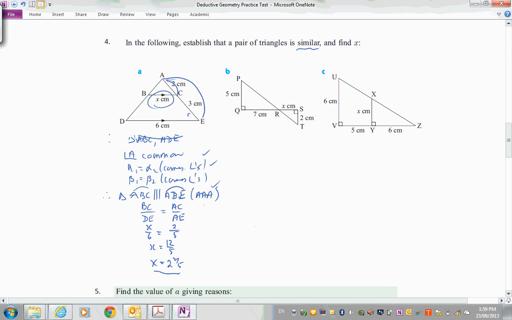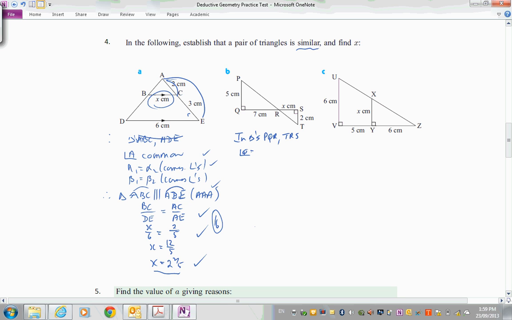Okay, so what have we got? 1 for this, 1 for correctly substituting in, 1 for the answer. So that one is out of 6, probably a few too many marks there, but let's put the detail in. Let's do the next one. In triangles PQR and TRS, something like that, what have we got?